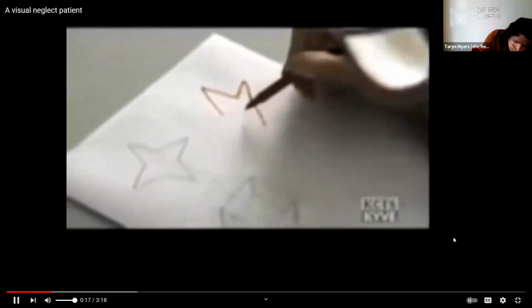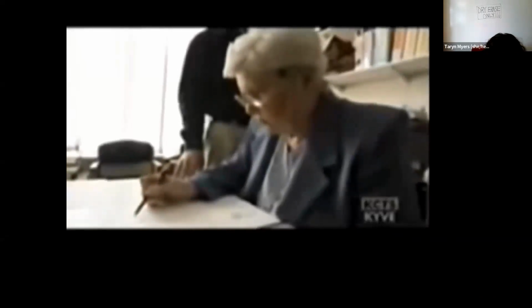Unlike Graham, Peggy Palmer has normal vision. She should be able to copy this star easily. I'll never get this star. I'm hopeless at this. But something odd is happening. One whole side of the star is missing. Peggy has a condition called visual neglect.